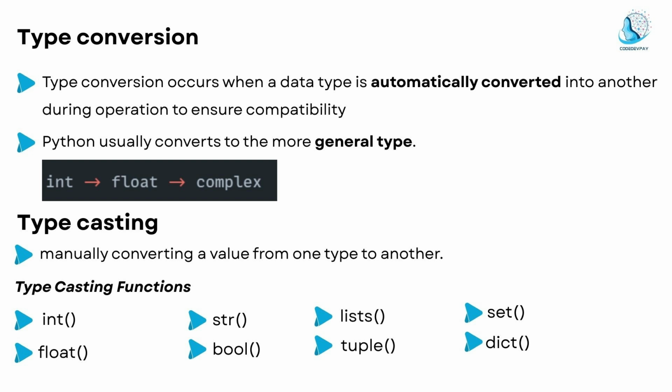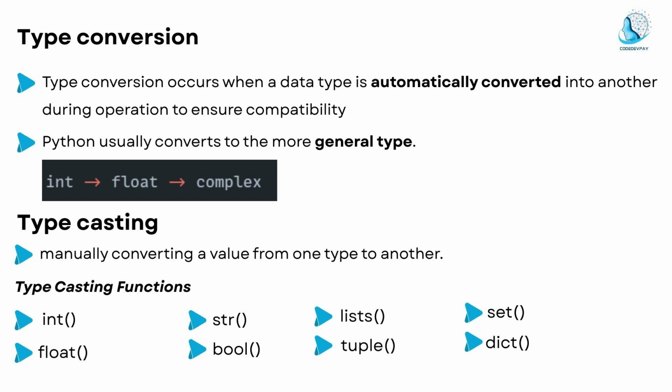So this is to ensure that the values are compatible and then we can get an accurate result. Python usually converts to the more general type. So when you look at this flow, we have int and float and complex. It means that anytime you are performing an operation and you have an integer and a float, Python is going to automatically convert the integer into a float. That is more of the general type.